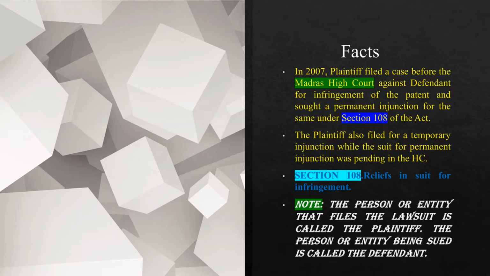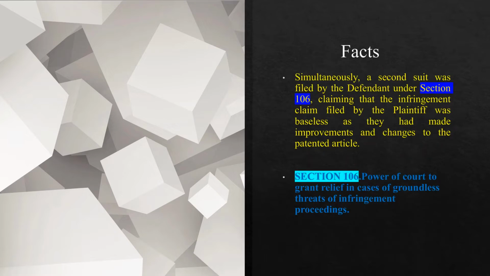So let us reach point number 2. Point number 2 says the plaintiff also filed for a temporary injunction while the suit for permanent injunction was pending in the High Court. For reference, section 108 of the Patents Act 1970 is reliefs in suit for infringement. So better you refer to this section. Let us proceed.